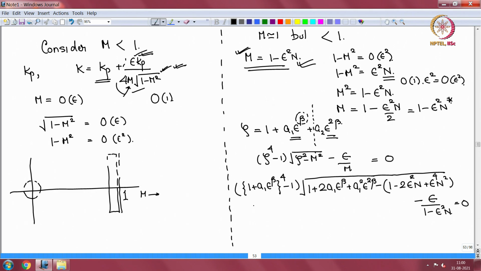Okay, so now if we expand this, I get 1 plus 4 a1 epsilon to the power beta, times the square root term minus 1. Okay, and here the 1 cancels away. So I get twice a1 epsilon to the power beta plus a1 square epsilon to the power 2 beta plus twice epsilon square m1 etc., minus epsilon over m, and this is a small term, so it's epsilon.